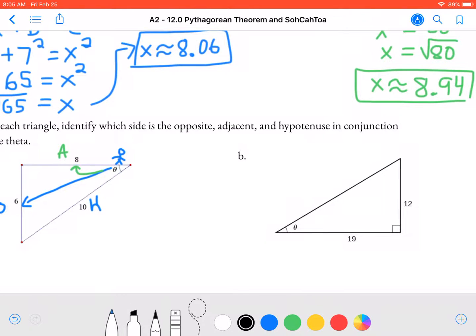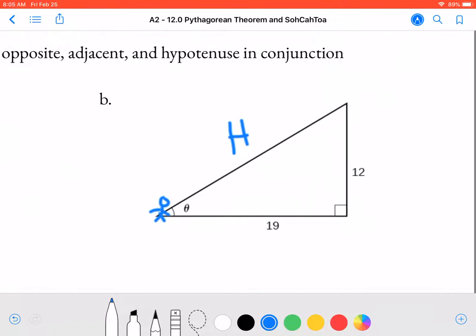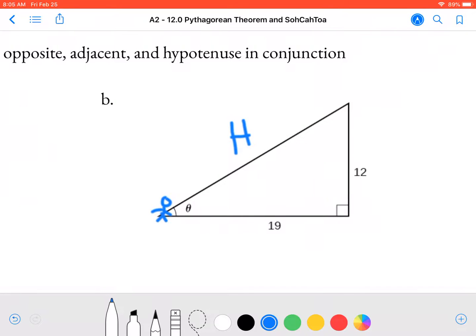Okay, so same thing here. I'm going to take my little guy and we're going to move him over here. Okay, now which side is the hypotenuse? That one never changes, so identify that one first. This is going to be the hypotenuse out here. Now the one that is all the way across the triangle, that's the opposite. It's opposite of the little person. So this one is the adjacent.